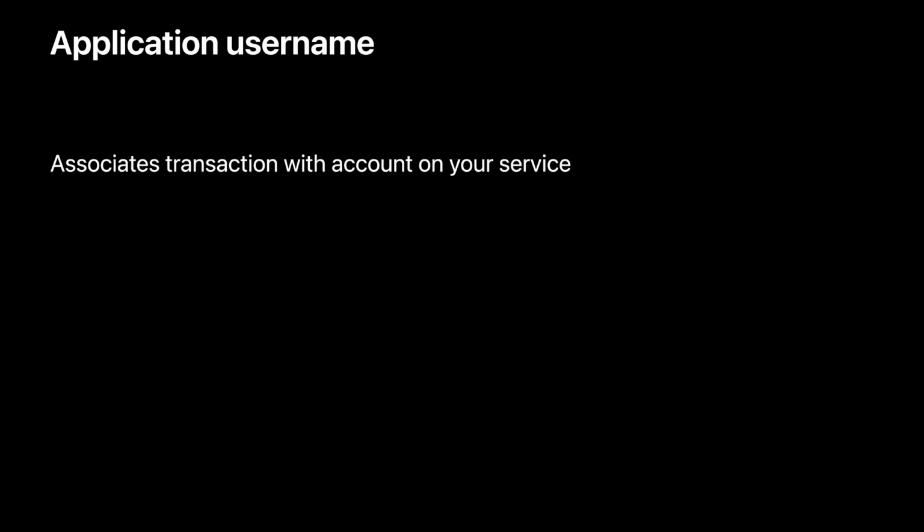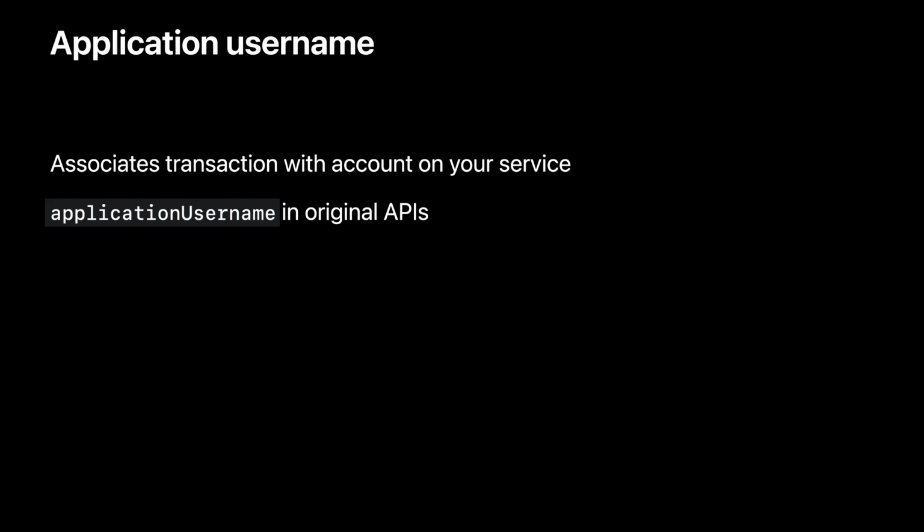Finally, let's review how StoreKit preserves the application username as an app account token after a user makes a purchase. If you have a user account system on your server, chances are you're already making use of the application username property. The application username is a string that you create to associate a transaction with a user account on your service. In the original API for in-app purchase, you set the application username value when you add a payment to the payment queue.